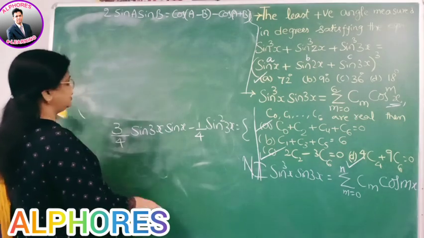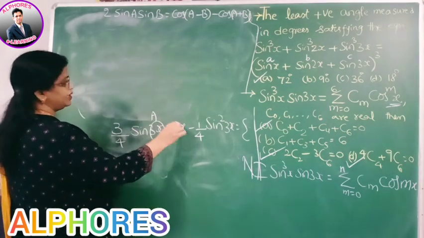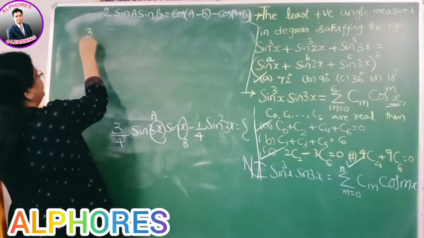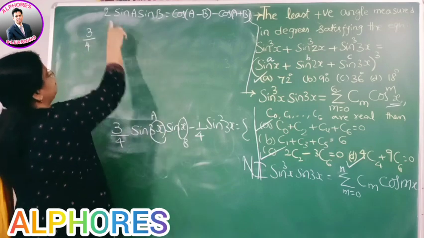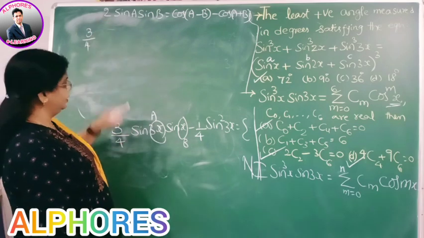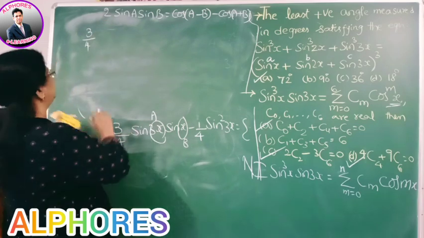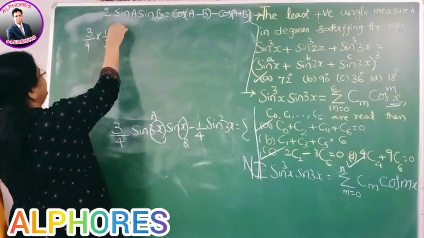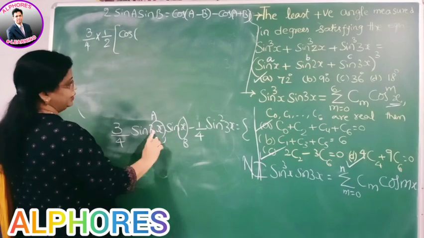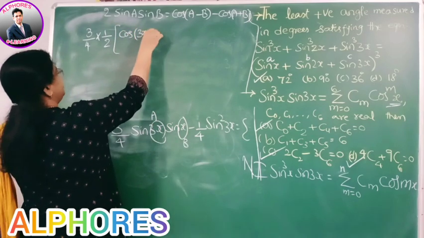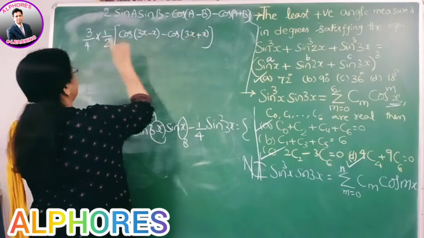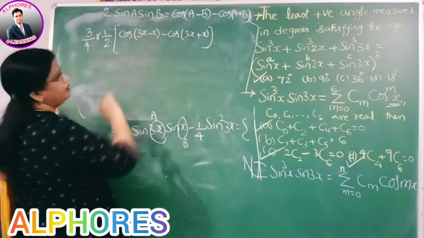Now here this is our larger angle, so take it as A. This one is our smaller angle. Now it is 3 by 4. Now students, we don't have the number 2 here to make use of this formula. There is no 2. So what do I have to do? Multiply and divide by 2. So it is 1 by 2 times. I am using the formula now. It is cos of A minus B, 3x minus x, and next value minus cos of A plus B, 3x plus x. Understand? So here no 2, that means you have divided like this.